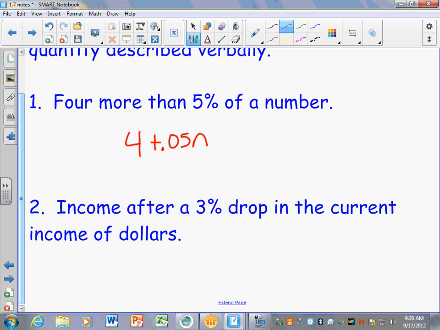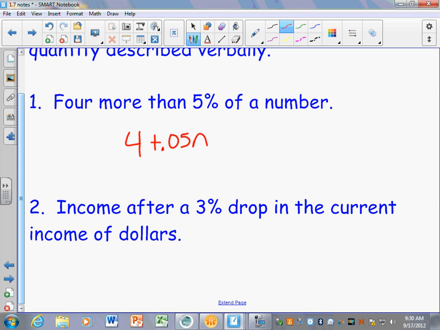What could we say my total? Let's just pick a number then. What's my total income? $8,000. Ooh, that's rough. If I lost 3% of that, how could I figure out what I was making? So let's just use 8,000.